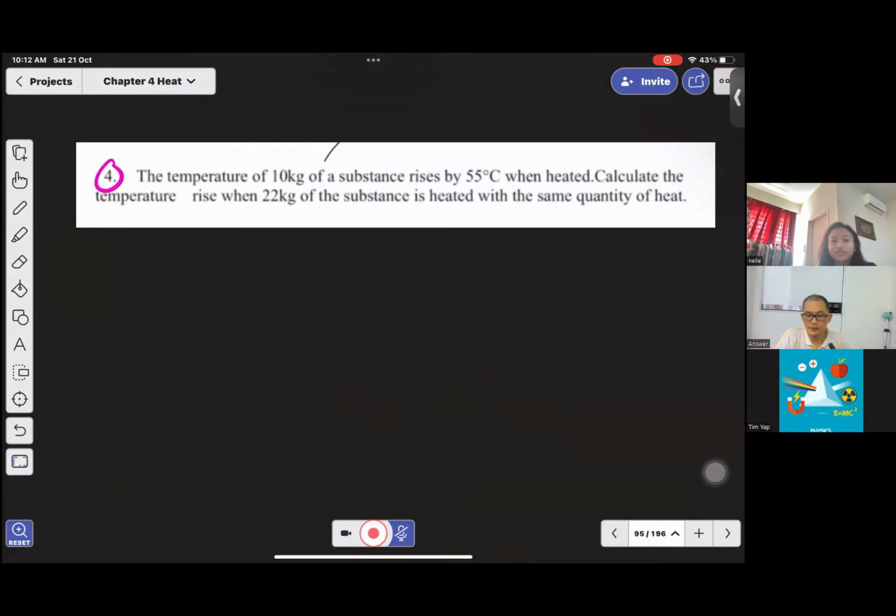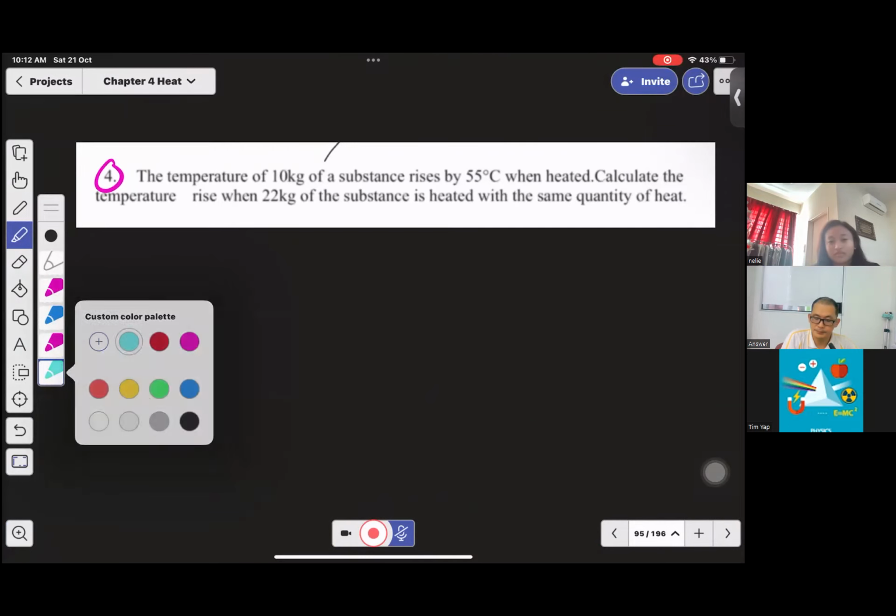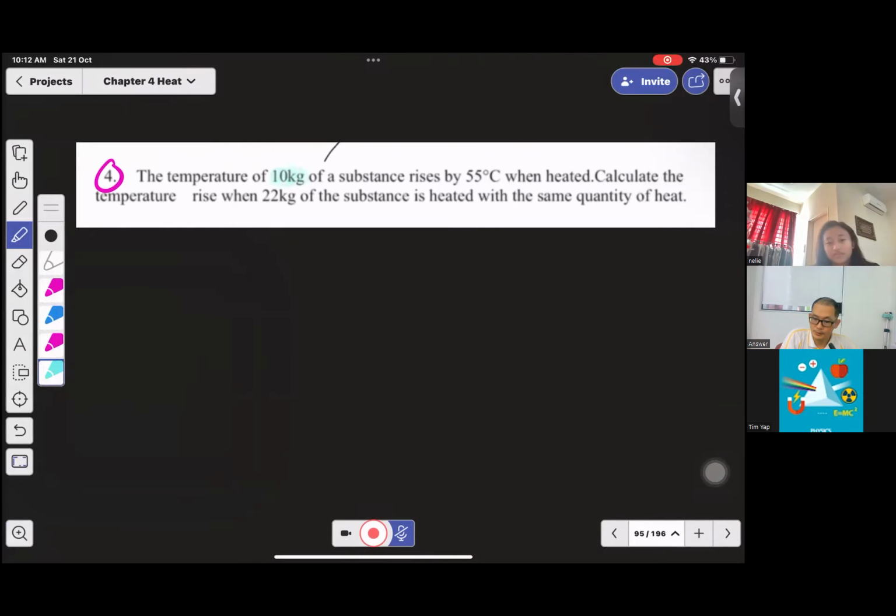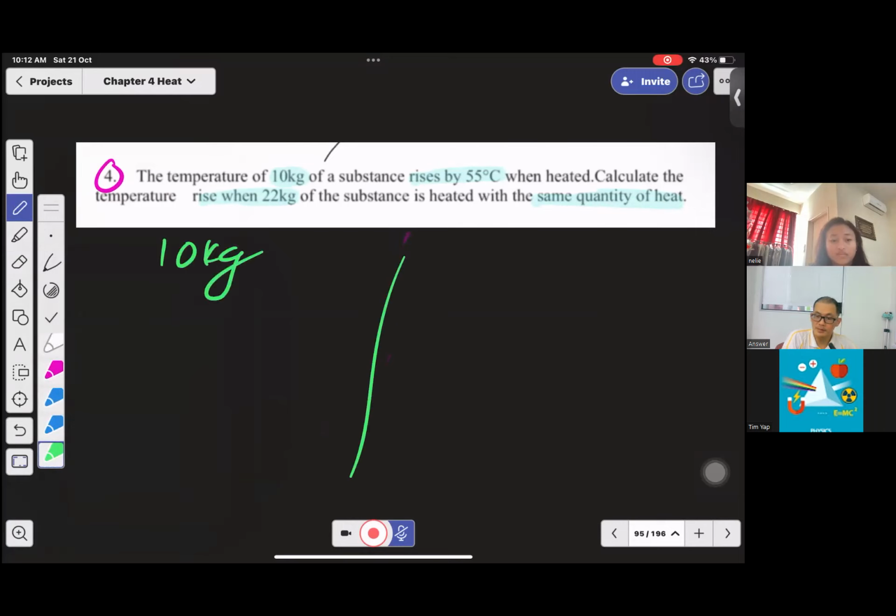The temperature for 10 kg substance rise 55 degrees Celsius. Calculate the temperature, same amount of heat. Okay, so that means there are two situations. The situation 1 is for 10 kg. The situation 2 is for 22 kg.